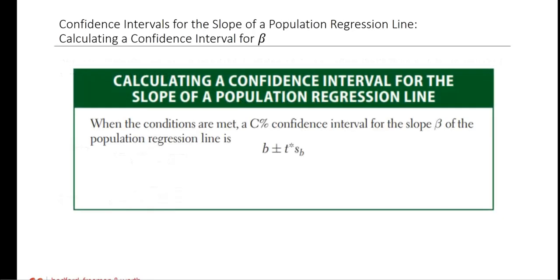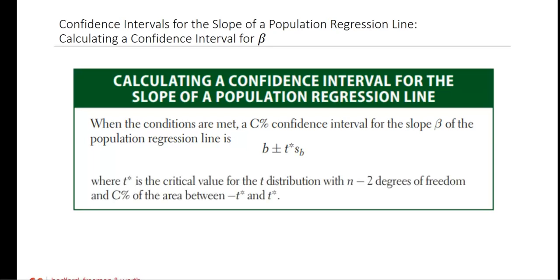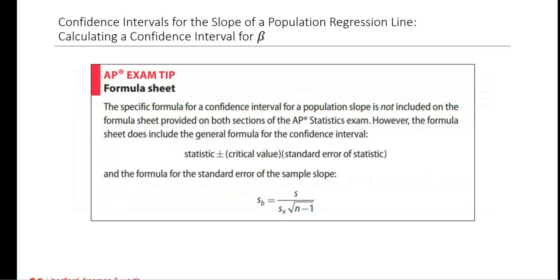Okay, so when the conditions are met, this is our interval. Again, b is the slope of the sample. For the t critical value, we know how to find that, although degrees of freedom is now n-2. That's weird. And then standard error, we just went over that formula. So that's how you're going to create your interval. And again, the standard error formula is on the formula sheet.